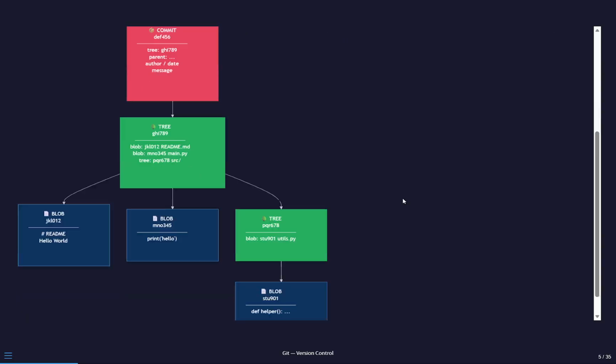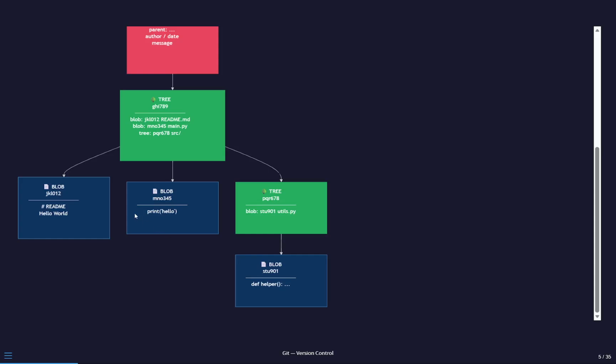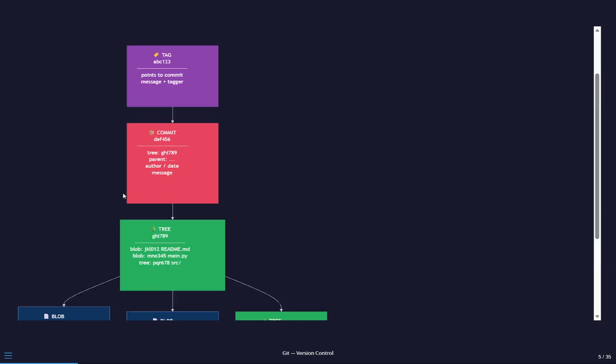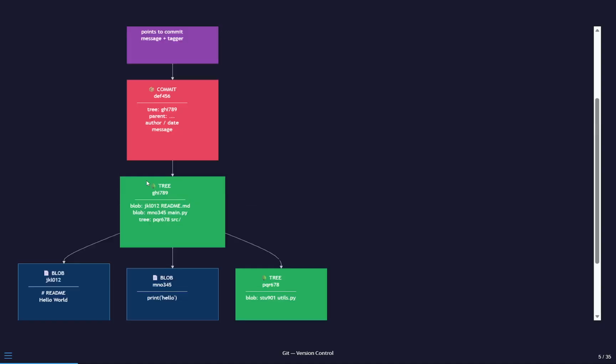Trees store directory listings. A tree maps file names to blob hashes for files, or other tree hashes for subdirectories. Think of it as a directory snapshot. Commits are the objects you create with git commit. A commit stores a pointer to a tree, the root of your project at that moment, a pointer to its parent commit or commits, and metadata: author, date, and message.